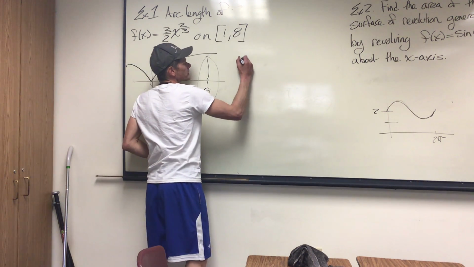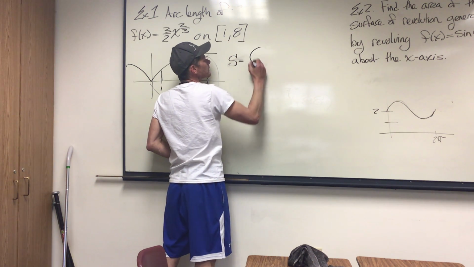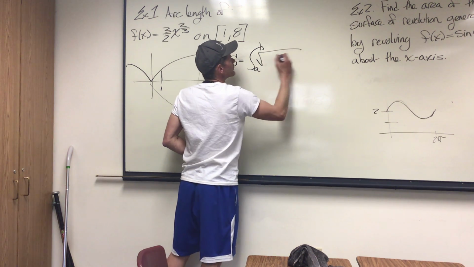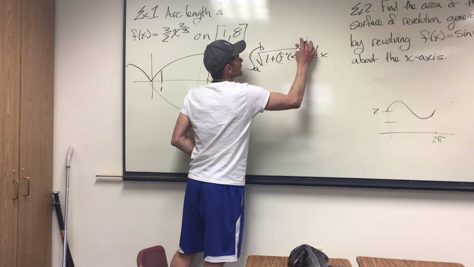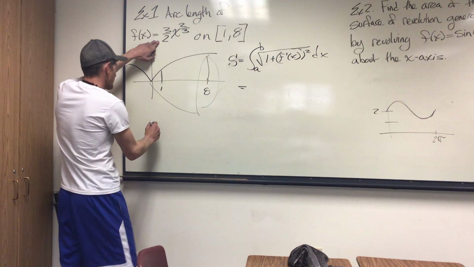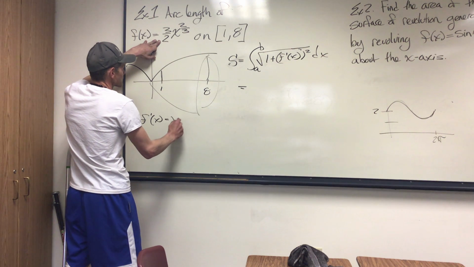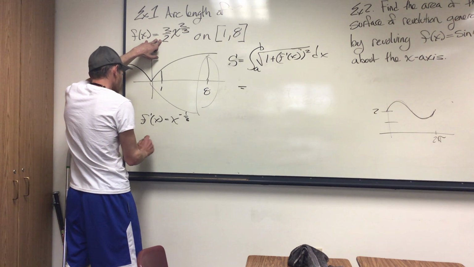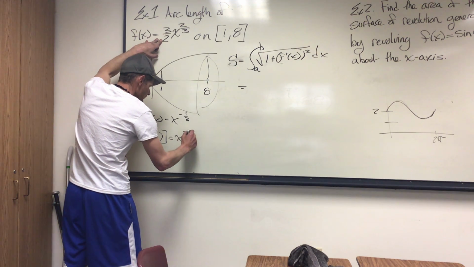The integral for the length of an arc is given by the integral from A to B of the square root of 1 plus f prime of x squared dx. And so what I'll do for this one is I'm just going to find f prime of x. F of x is 3/2 times x raised to the 2/3, so f prime of x is just x to the minus 1/3, and we're going to square that. So f prime of x squared is x raised to the minus 2/3.